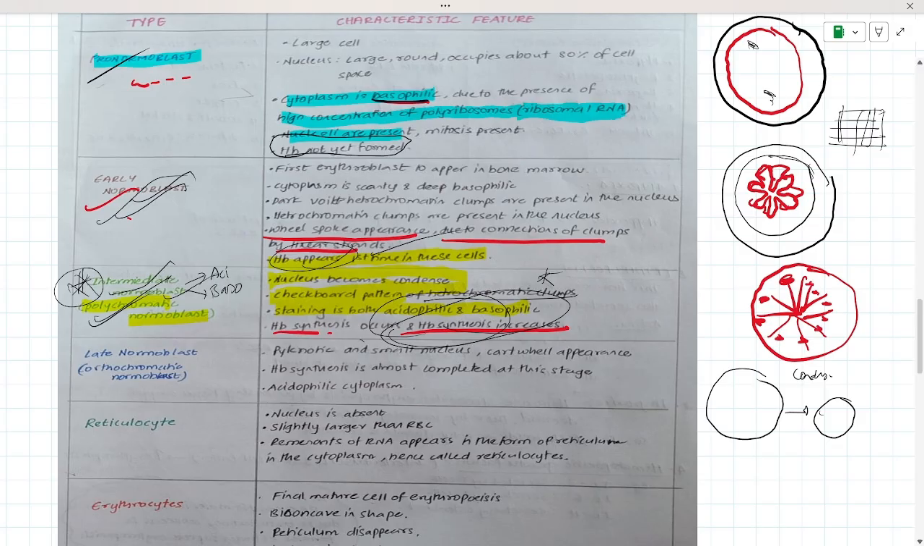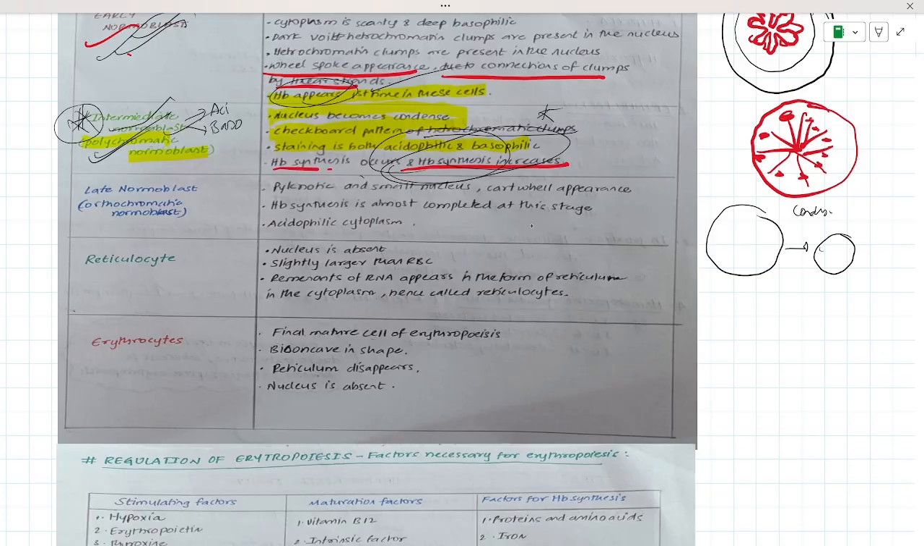Now we'll go on to the next stage, that is the late normoblast. In the late normoblast, there is a pyknotic and small nucleus. What is the meaning of pyknotic? Pyknotic is simply shrunken, condensed. All these things are called pyknotic. So there is a pyknotic, small nucleus, and here we have a cartwheel appearance. HB synthesis is almost completed at this stage, and the cytoplasm is acidophilic.